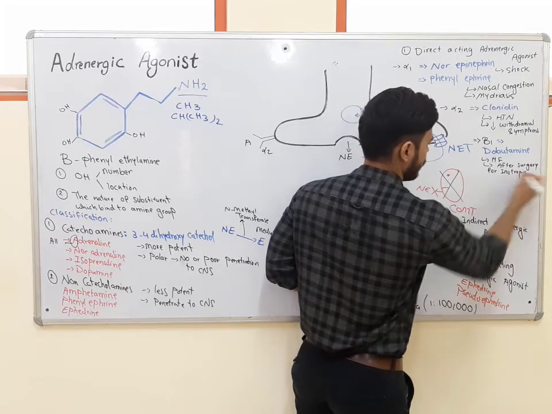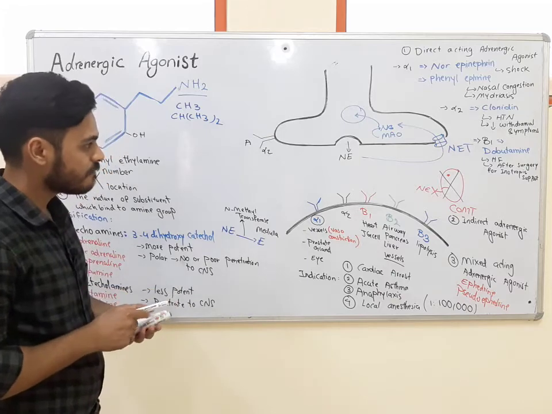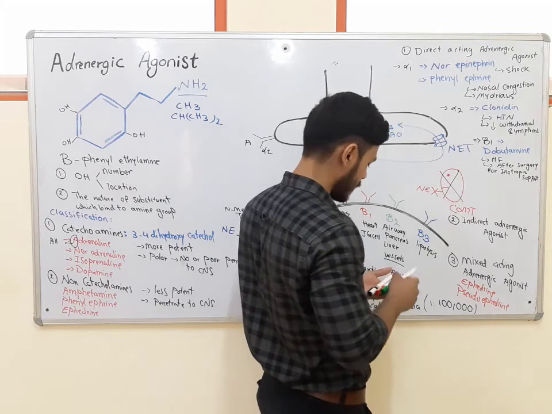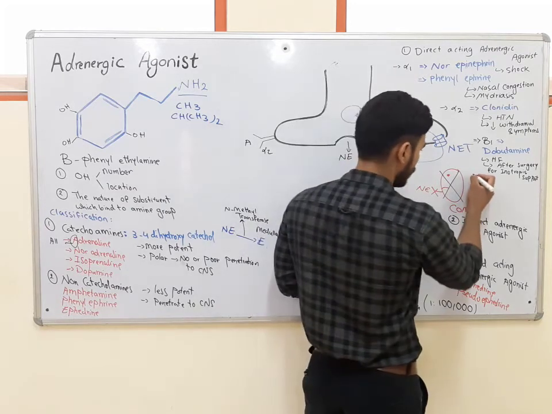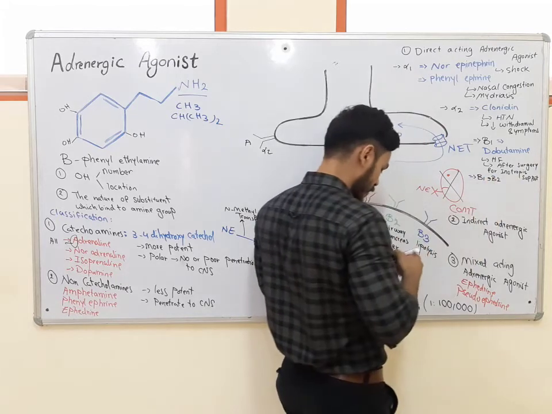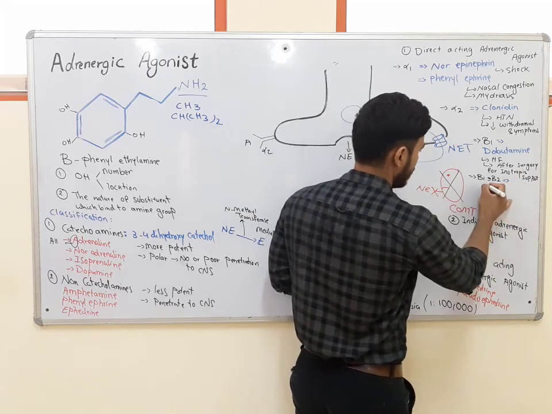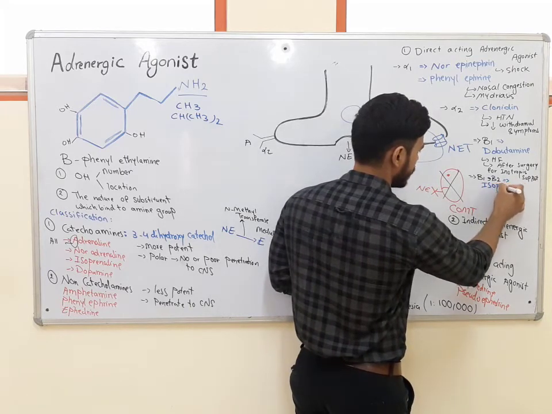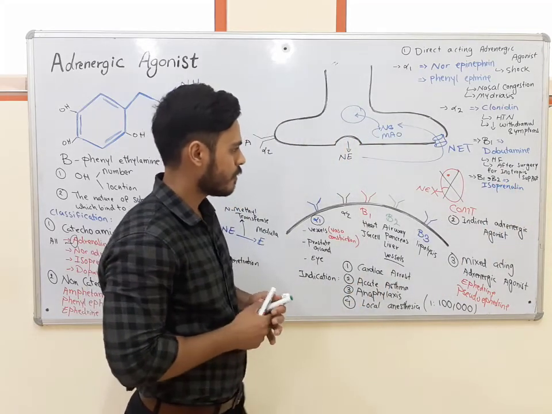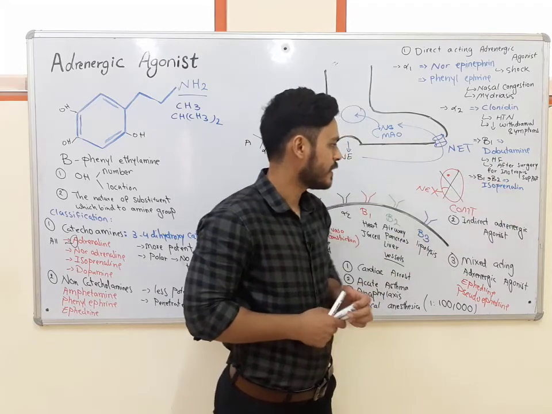This was about drugs which are selective for beta-1 receptor. We have drugs which are selective for both beta-1 as well as beta-2 receptor, and it can stimulate both types of receptor. The drug name is isoprenaline, which is a synthetic drug, and also it's non-selective. It means that it can bind to beta-1 as well as beta-2 receptor.